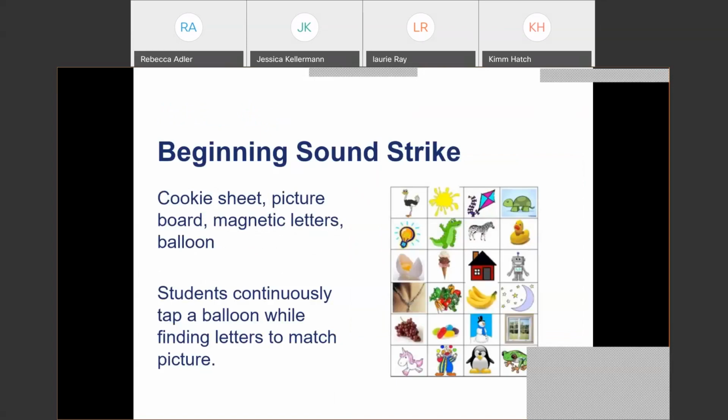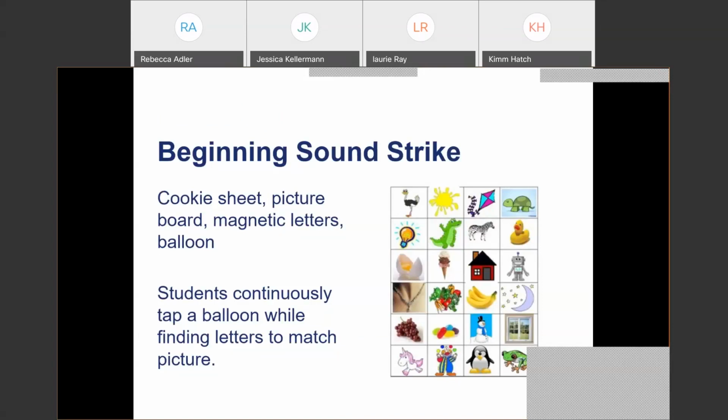This one is a fun one, and we normally do this one with you guys. What you do, and this again can be modified for any subject, is take a cookie sheet and that picture board, and then you have magnetic letters that are laid out all around the classroom, and a regular old balloon that's been blown up.